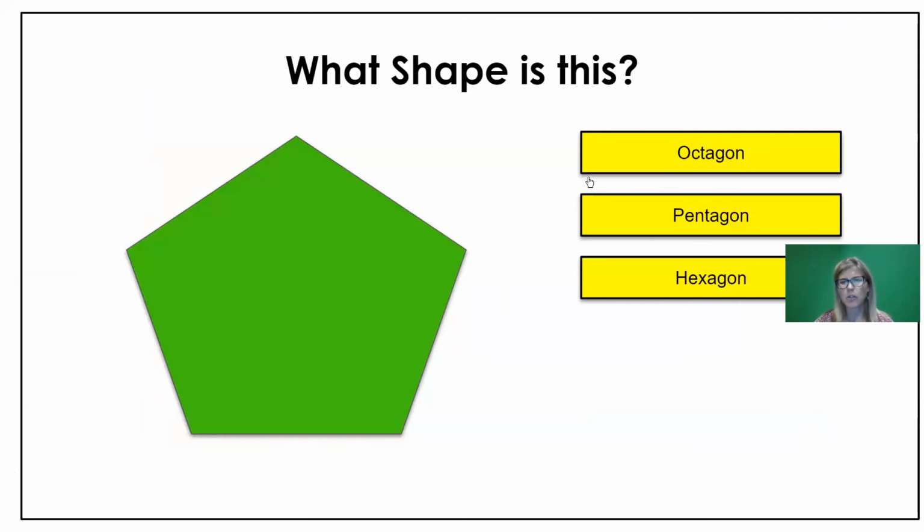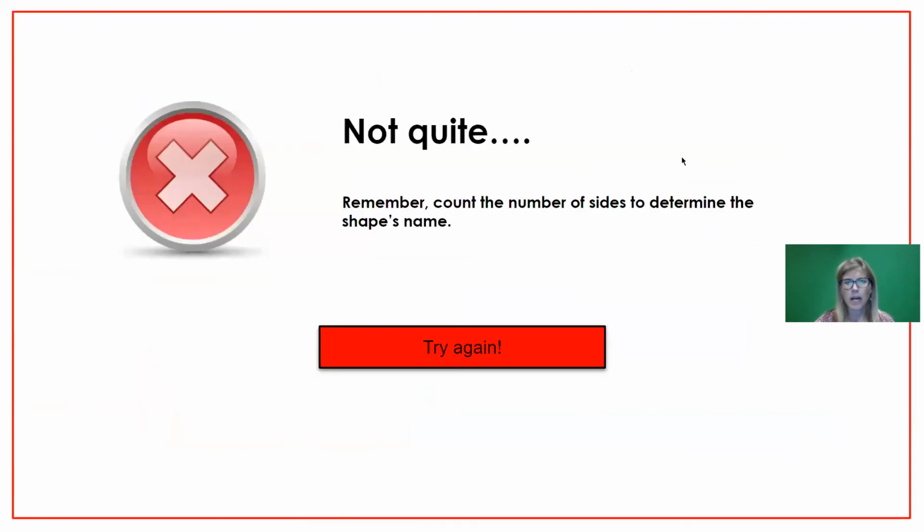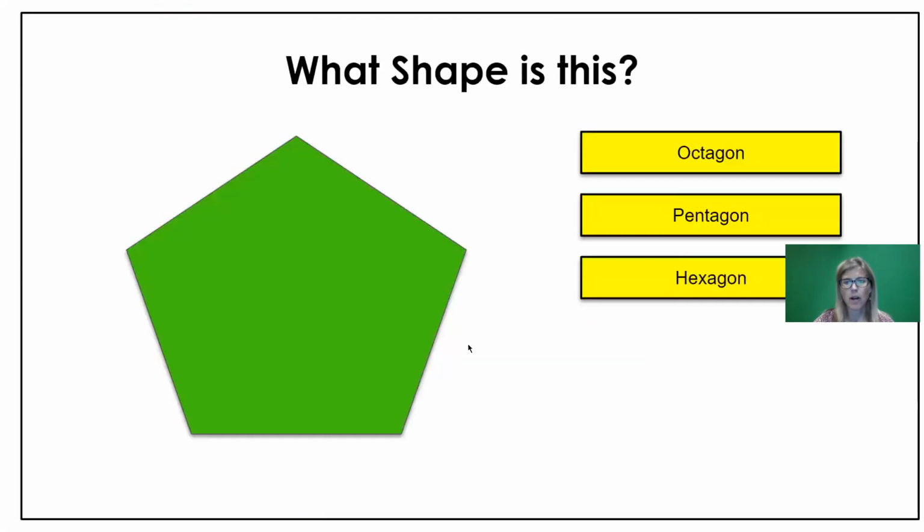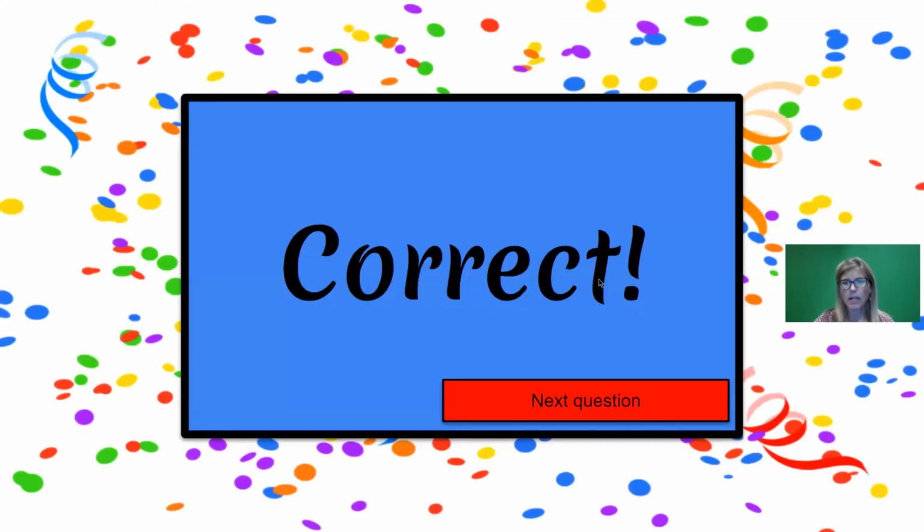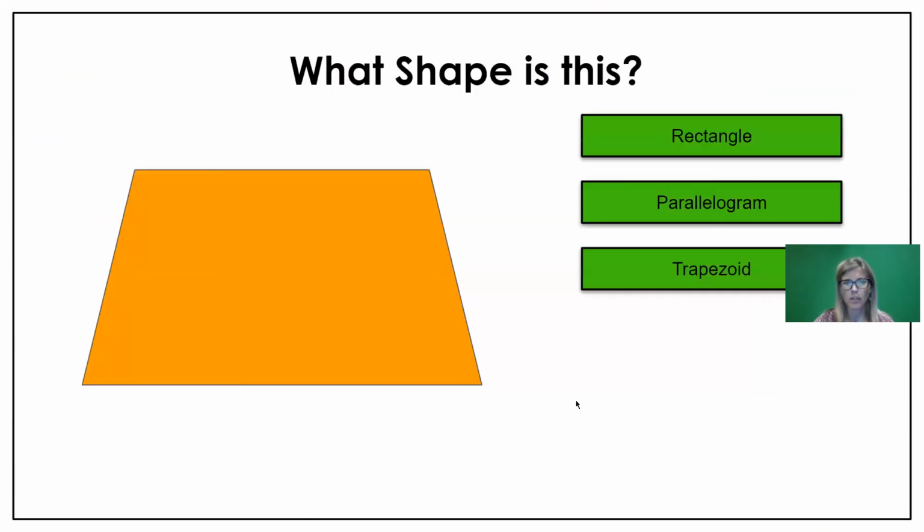Now here we have another shape. So let's just say the student guessed an octagon. Okay, so we click on it, and this time it says not quite. Remember, count the number of sides to determine the shape's name. So if the student forgot how they needed to determine the name, they could count the number of sides. So we go back to try again. And this time, let's say they chose the pentagon, they get the correct answer. So we can move on to the next question.